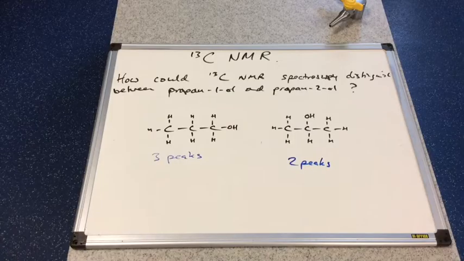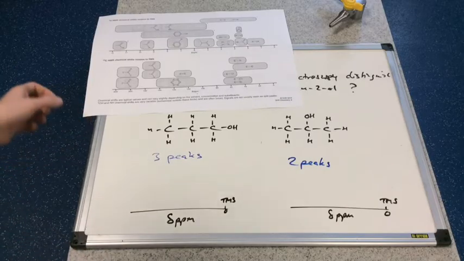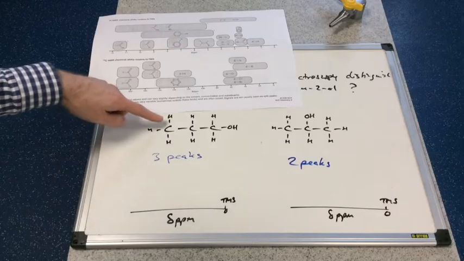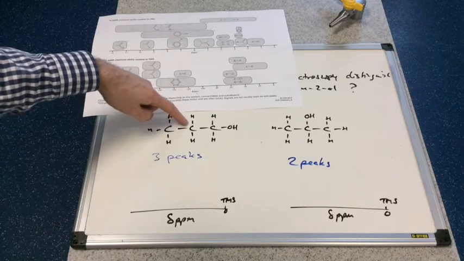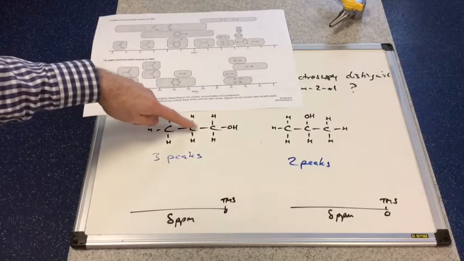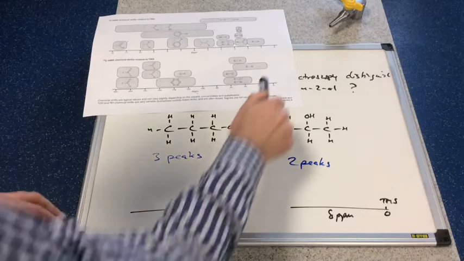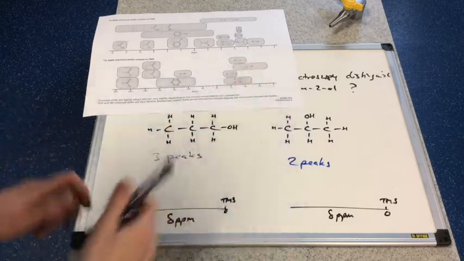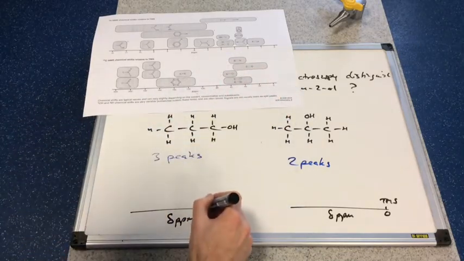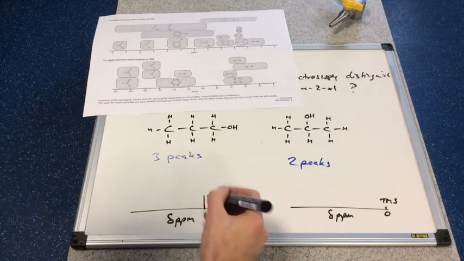So if we just have a think about what this spectrum would look like, we'll sketch them up. If we look at propan-1-ol first, 3 peaks. What kind of environment have we got? We've got a carbon-to-carbon environment, so we're going to get something in this range here. Then we've got another carbon-to-carbon environment, and so we're going to see 2 peaks between, say, 10 and 50. So we'll put a couple of peaks close together there, around about the 10 mark.